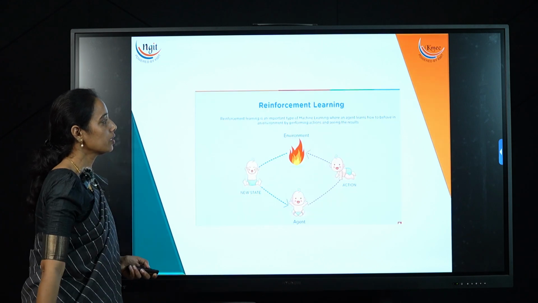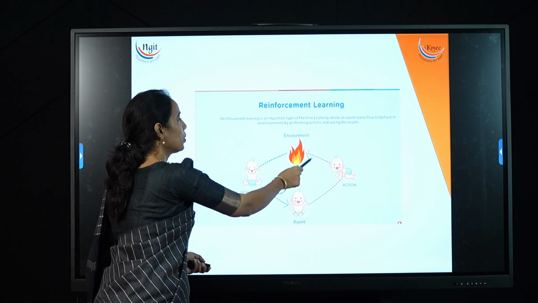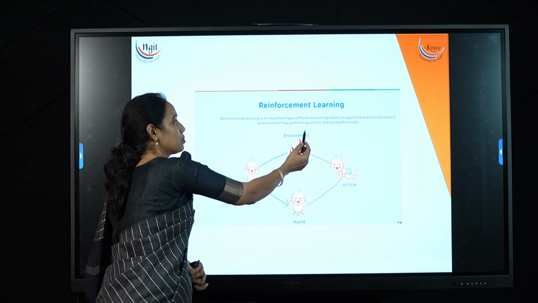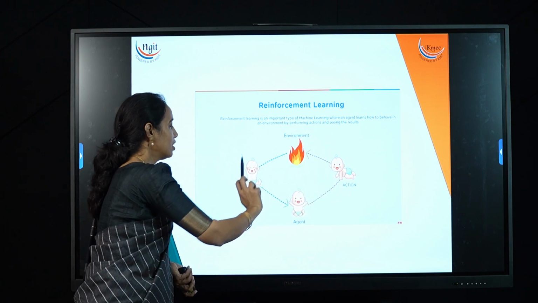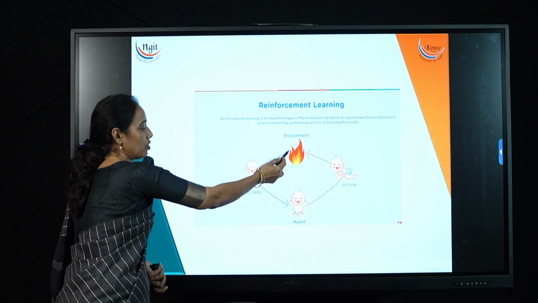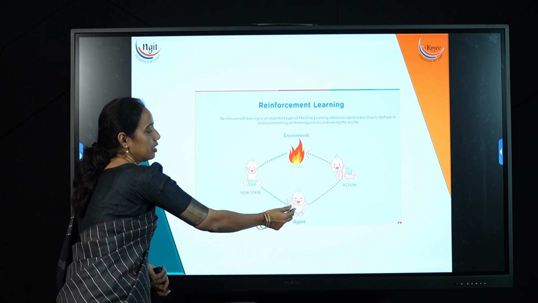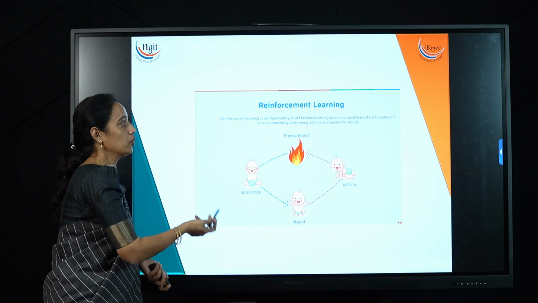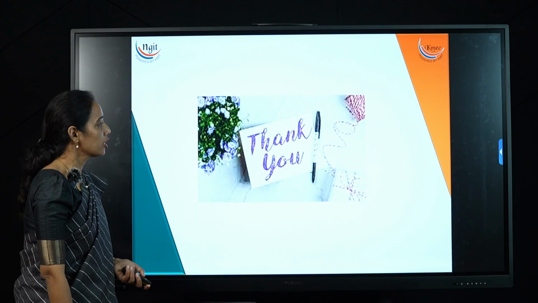Coming to reinforcement learning, the agent learns how to behave in an environment by performing actions and then seeing the results. So this is the environment. If you take an action, the agent goes to a new state. This is what reinforcement learning is.